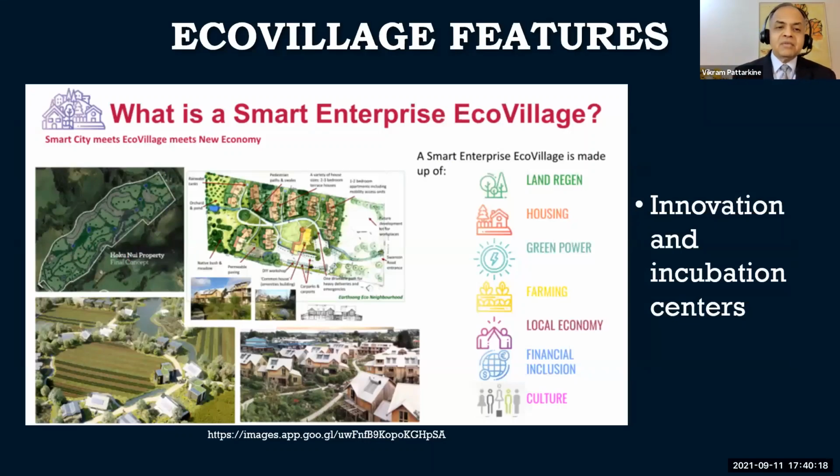This is an example of a smart enterprise eco-village, which has an incubation and innovation center also. These are the various different aspects of a smart village: land regeneration, housing, green power, farming, local economy, financial inclusion, and culture. All of these things will comprise this eco-village.